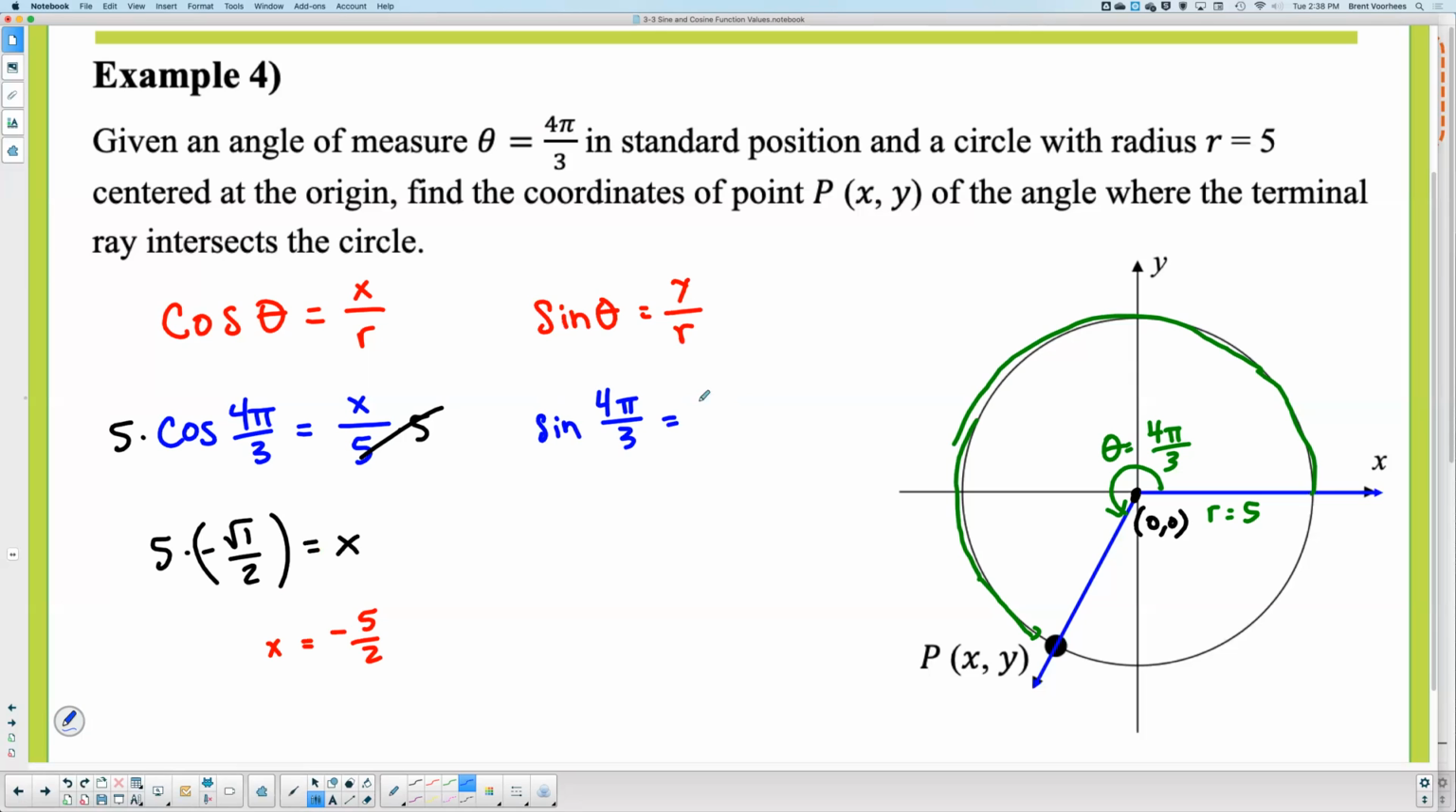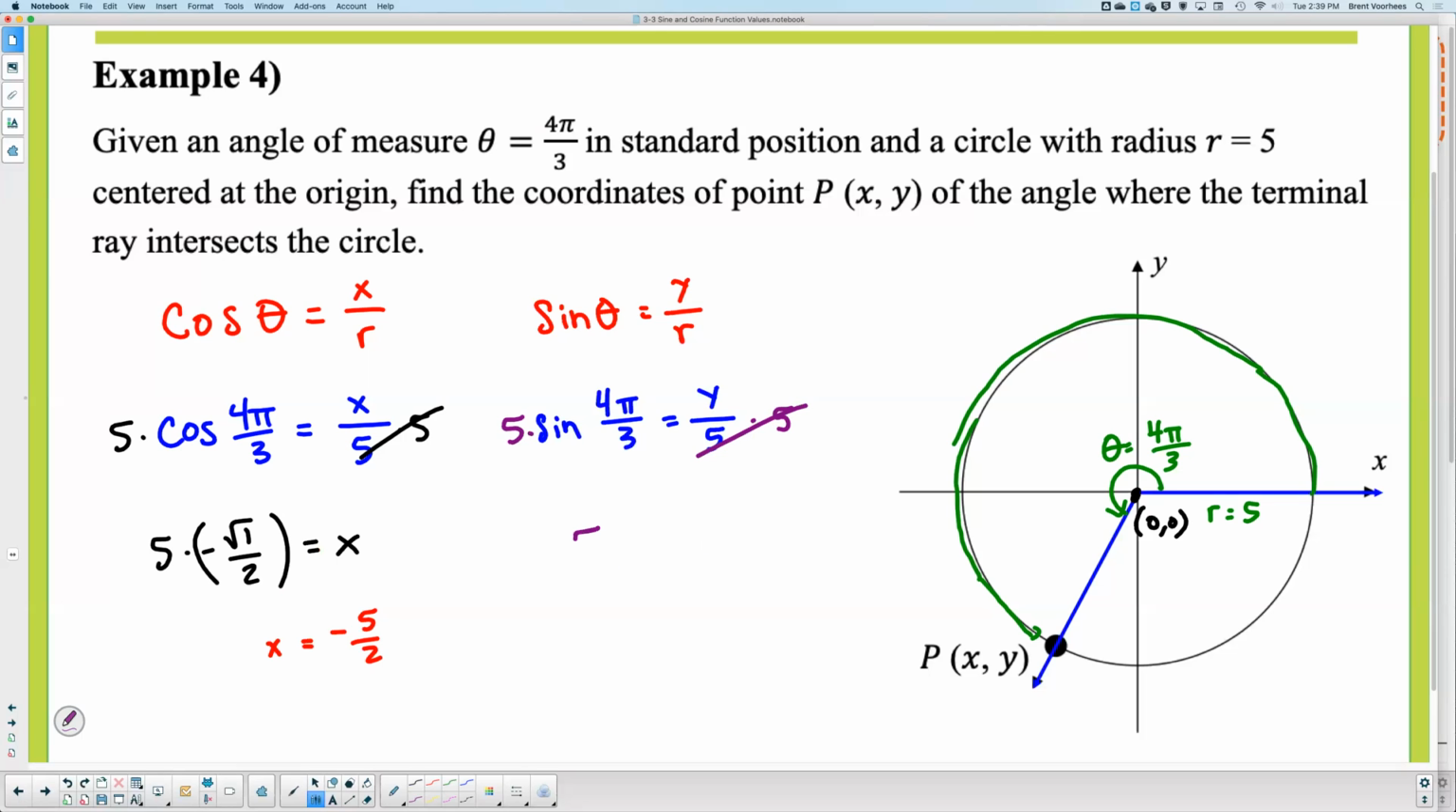Sine of 4 pi over 3 equals y over, what's our r? 5. What's the one step of math I need to do to solve this, to get this y isolated? Multiply both sides by 5, and now I can simplify.